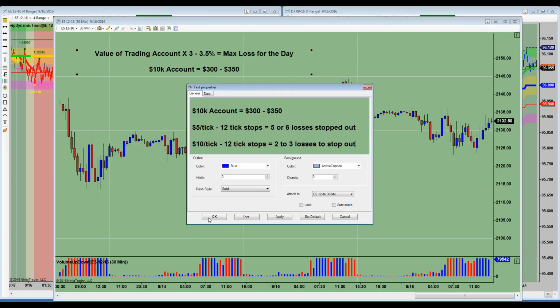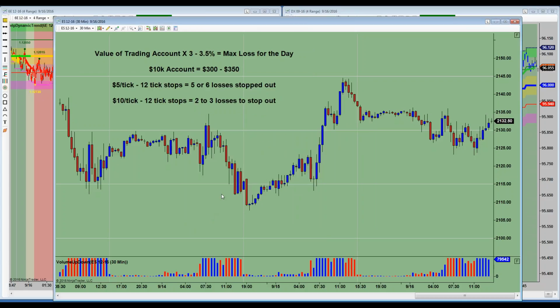That's not very many, is it? Now this would be full stop out losses without any winners in between. So I think doing the math here, you can figure this out pretty quickly, and you can assess your risk management approach based on the value of your... It's all driven by the amount of capital in your trading account.